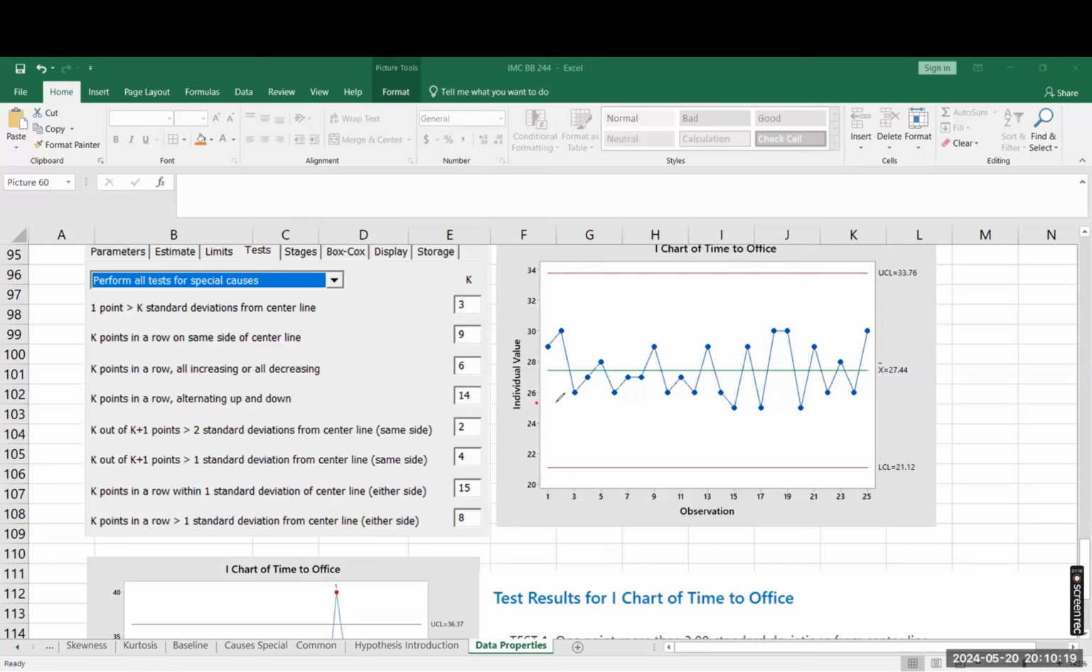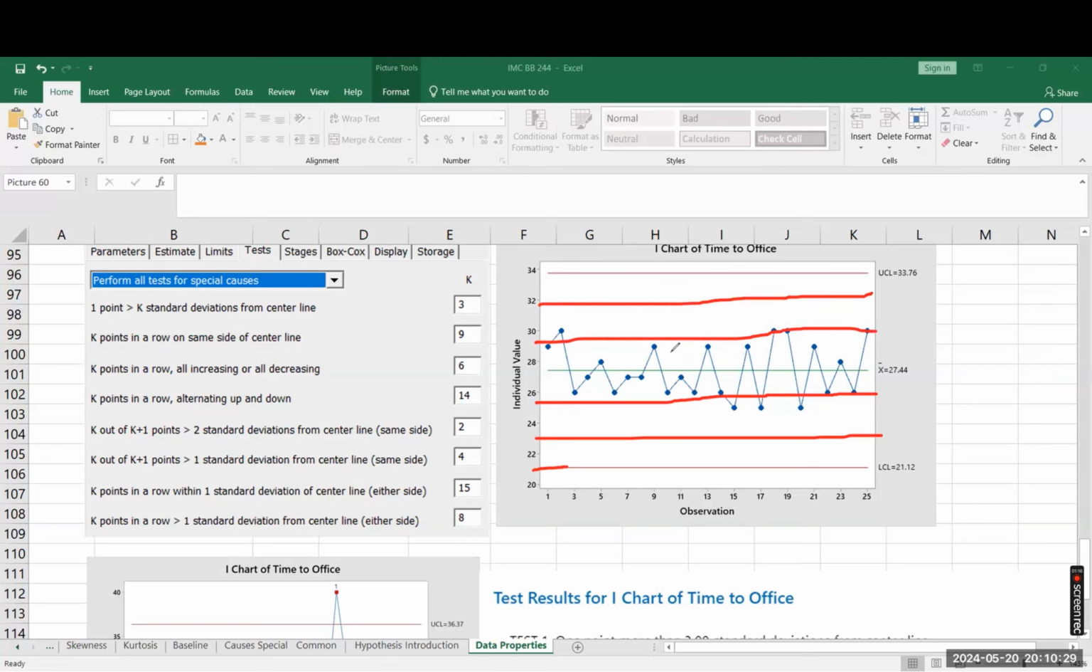Suppose here is the 1 standard deviation line, here is the 2 standard deviation line, and this is the 3 standard deviation line. Similarly on the upper side, right? So K out of K plus 1: if 2 data points of 3 are outside the 2 standard deviation line, let's assume these are the 2 data points, and this is your 3rd, right? If this is happening outside the 2 standard deviation line, then rule number 5 will fail. This is a special cause of variation.